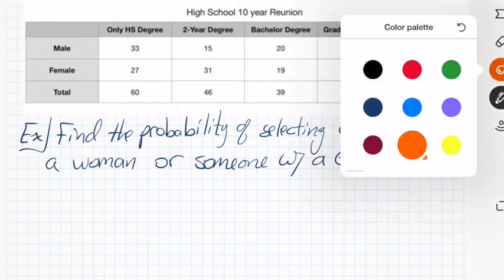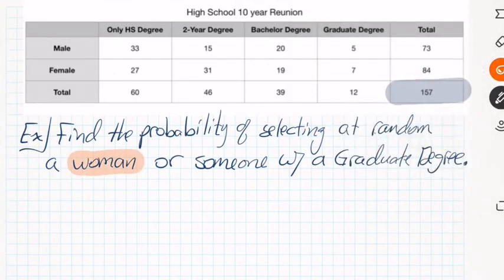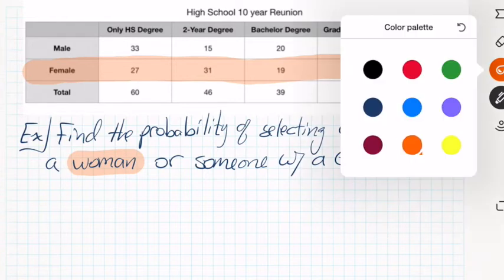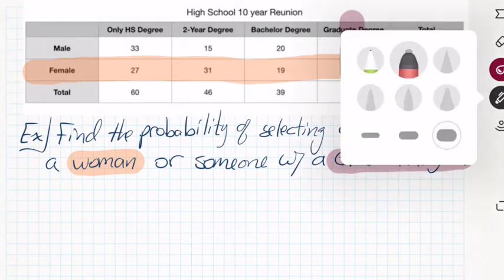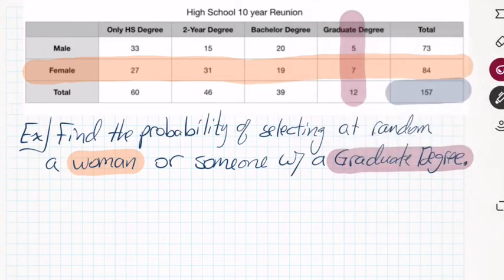But when we start talking about women, then women are all the females. So we're talking about this entire row as our females. And the someone with a graduate degree is going to be this column. You'll notice right off the bat that these two things are intersecting with each other, specifically at that 7. So we can say without a doubt that this is not a mutually exclusive situation. So we're going to do our formula specifically with the subtraction in it.